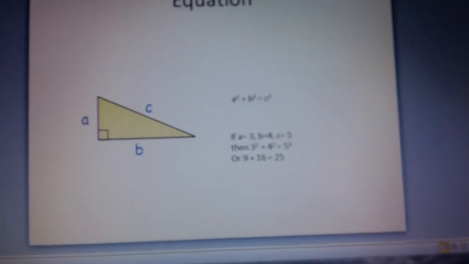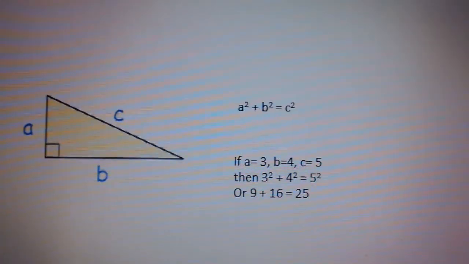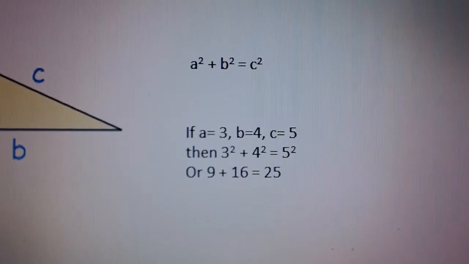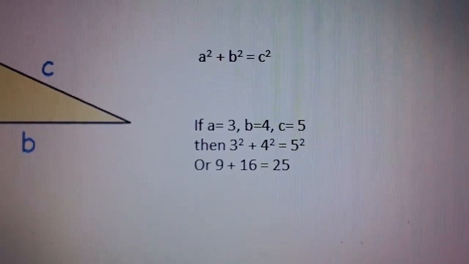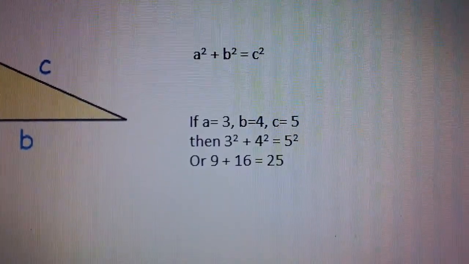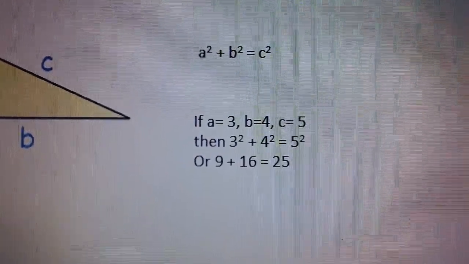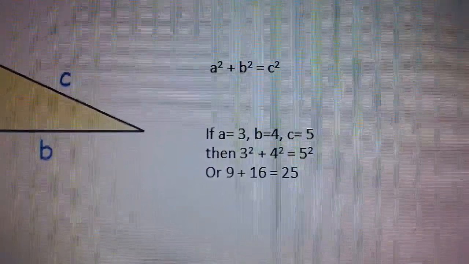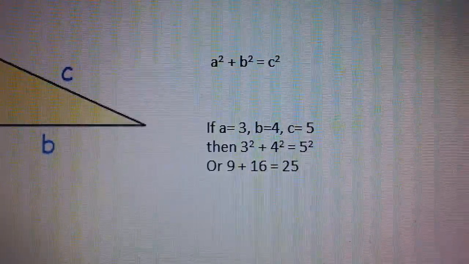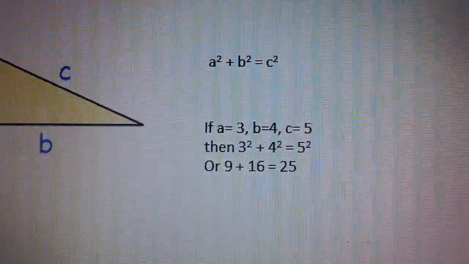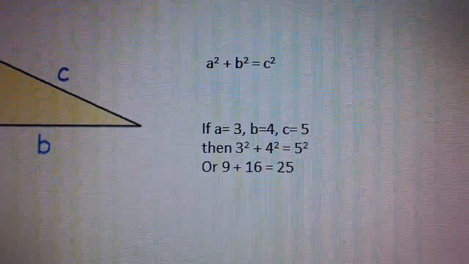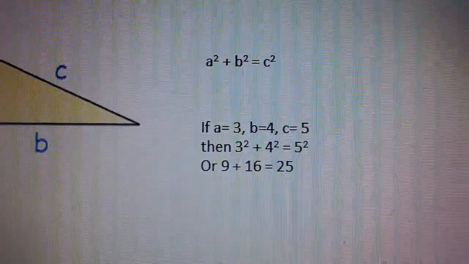And here's the equation form. Here we assign values to the sides. The easiest one to use and the most commonly used is giving A the value of 3, B the value of 4, and C the value of 5.